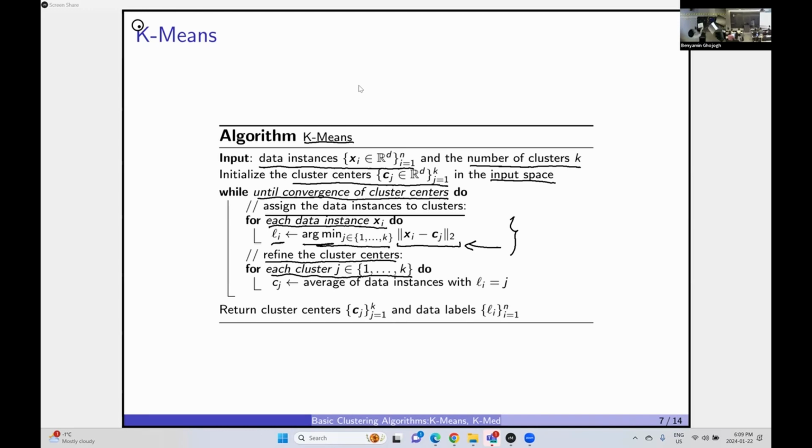As I said, you can use anything: squared Euclidean distance or Euclidean distance. This is Euclidean distance with a square root. If you use the squared version, then it will be without the square root. By the way, this is the L2 norm. This is the squared L2 norm.